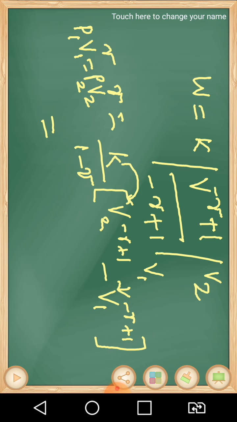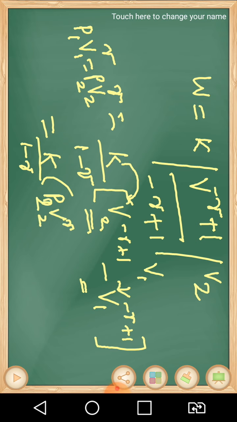ഇപ്പോൾ രണ്ട് കേസിലും K നമുക്ക് രണ്ട് തരത്തിൽ substitute ചെയ്യാം. ഇവിടെ it is V2. So we can substitute K as P2 V2 raised to gamma. Here K as P1 V1 raised to gamma. So K by 1 minus gamma, P2 V2 raised to gamma into V2 raised to minus gamma plus 1 minus P1 V1 raised to gamma into V1 raised to minus gamma plus 1.